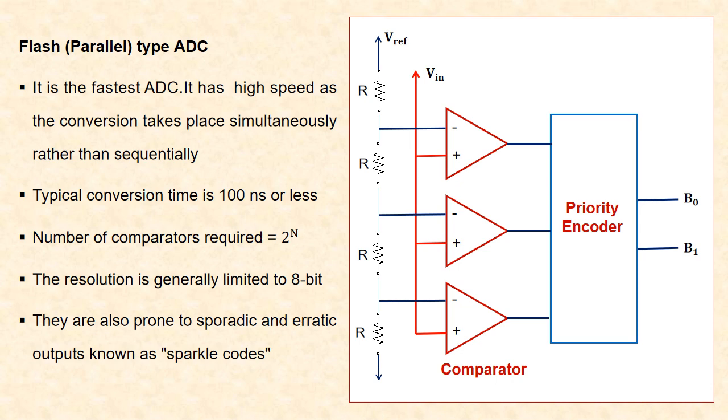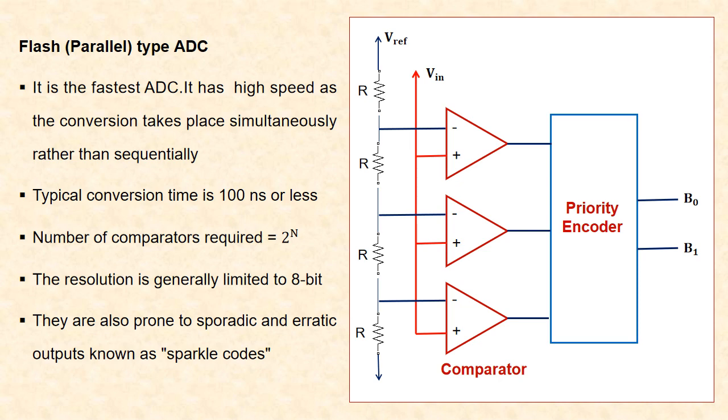First, flash type ADCs. These are also called parallel type ADC. They are suitable for applications which require very large bandwidth, but they consume more power than other ADC architectures. Flash type ADCs are very fast because here the conversion takes place simultaneously rather than sequentially. The typical conversion time is less than or equal to 100 nanosecond.